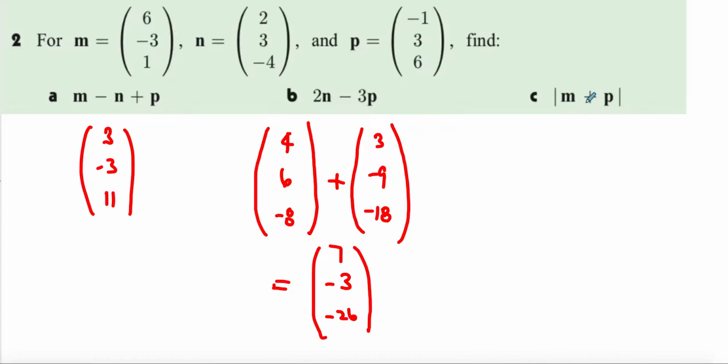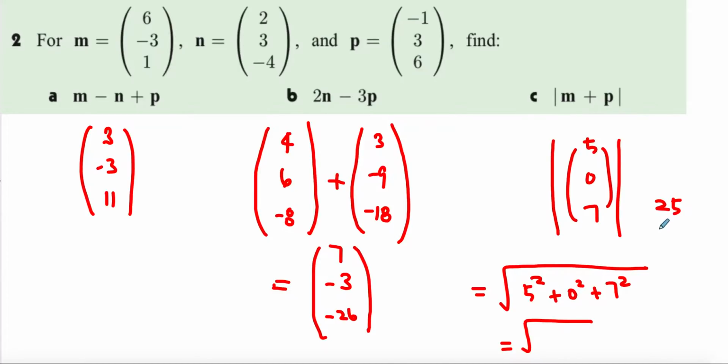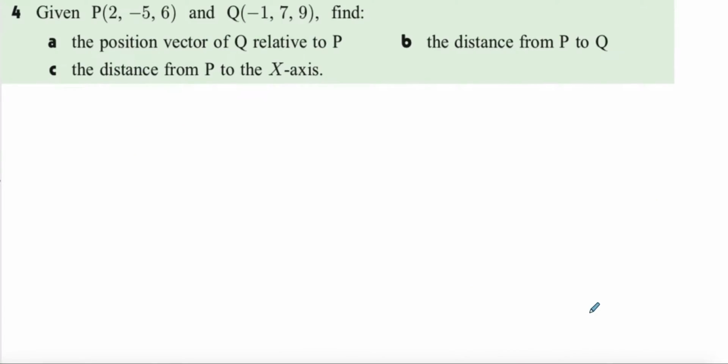Lastly, what we want to do is add m and p. So when we add up these two, we end up getting 5, 0, and then 7. But we want to find out the magnitude of that. It becomes square root of 5 squared plus 0 squared plus 7 squared, which becomes 25 plus 49. That's basically what we end up getting. So we get square root of 74. All right, let's move on to the next question, number 4.